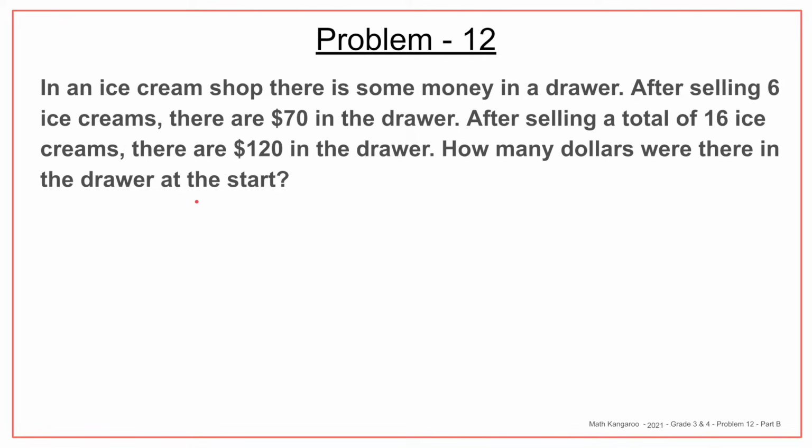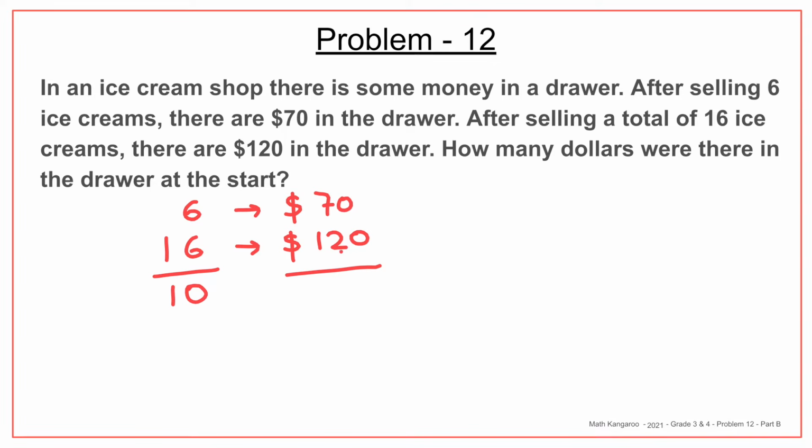So we know from the question that after selling 6 ice creams, he had $70. After selling 16 ice creams, he had $120. So the difference between them is 10 ice creams, and the difference in money, 120 minus 70, gives us $50. So 10 ice creams cost $50. How much does one ice cream cost? One ice cream costs 50 divided by 10, which gives us $5.